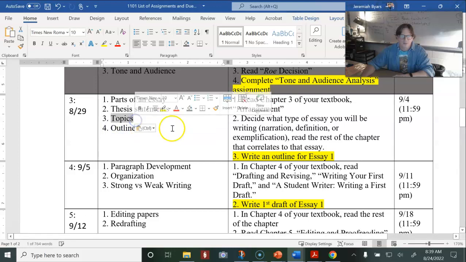Okay, cool. This week you are reading Chapter 3 of your textbook, Arrangement. You're deciding what type of essay you'll be writing: narration, definition, or exemplification, or all of them. And then write an outline for essay 1.